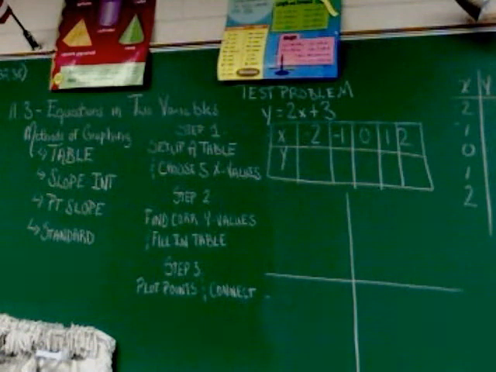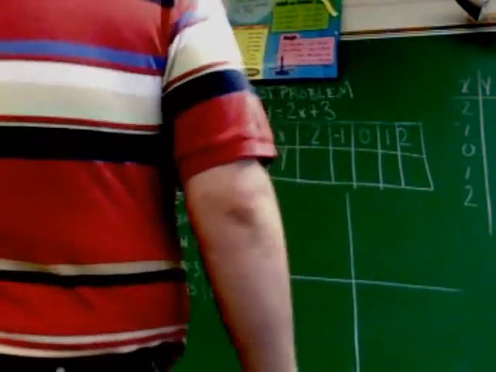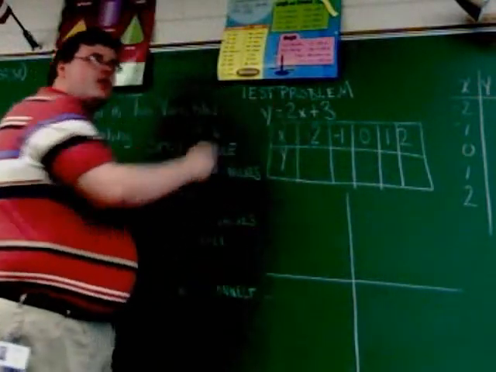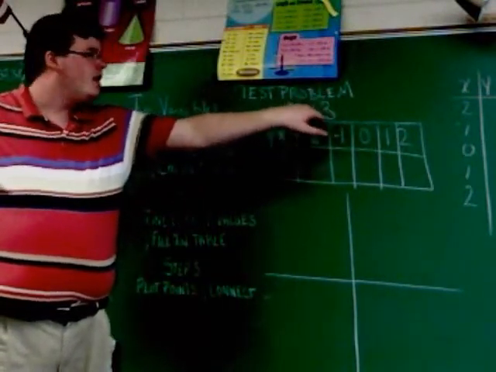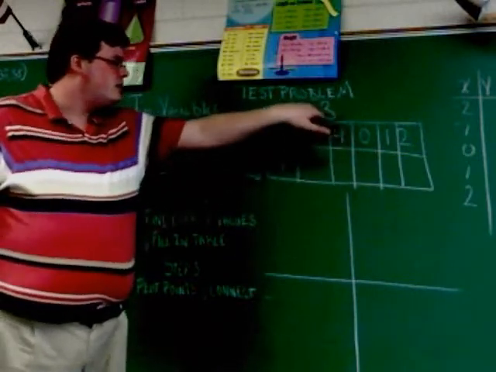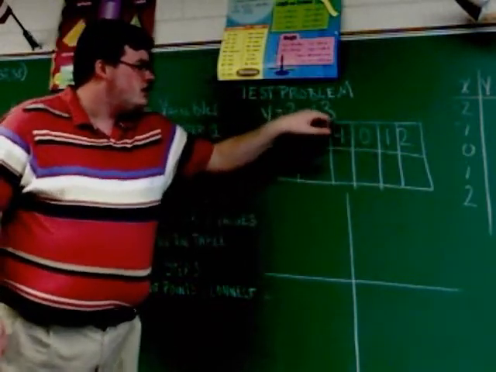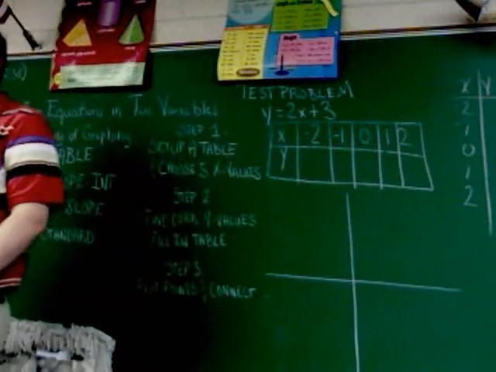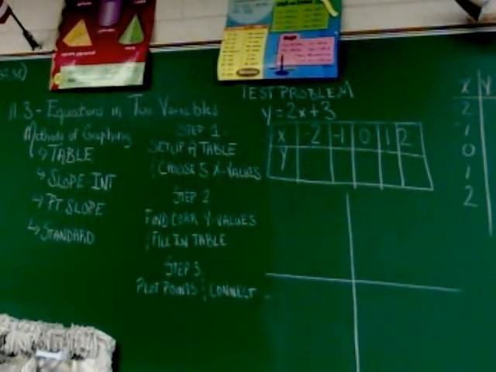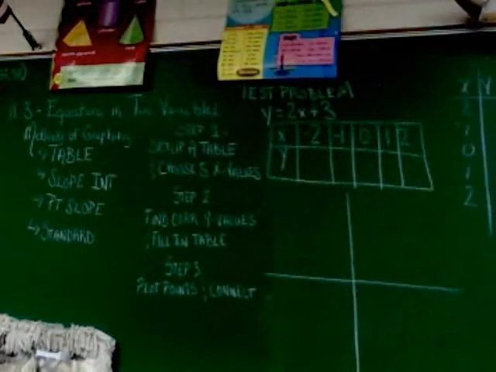All right. Step 2 then is to find the corresponding y values and fill in the table. So what that means is you're going to have to go through this equation here, y equals 2x plus 3, and you're going to have to change x into every one of these numbers and figure out y. So in other words, you're going to plug in those 5 numbers 5 different times and figure out what y is. So that's what we need to do right now.